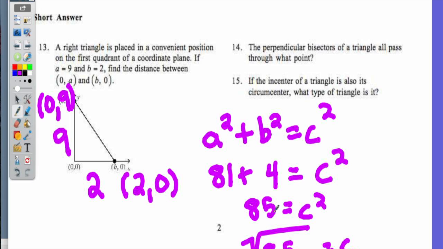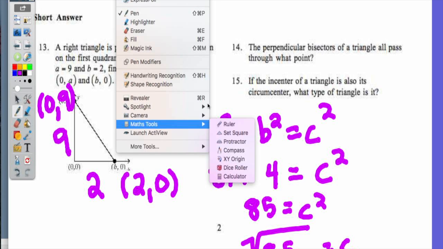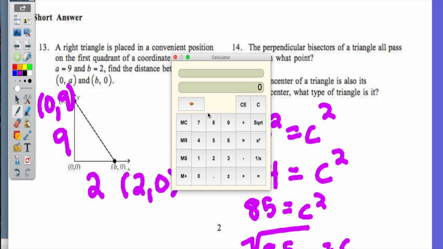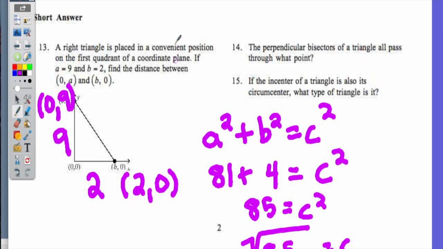On your test, I will specify whether I want simplest radical form or approximate. If I wanted approximate, you would take, let me get a calculator here, the square root of 85. So if I said to the nearest tenth, that's 9.2. Okay, if I said to the nearest hundredth, that's 9.22.